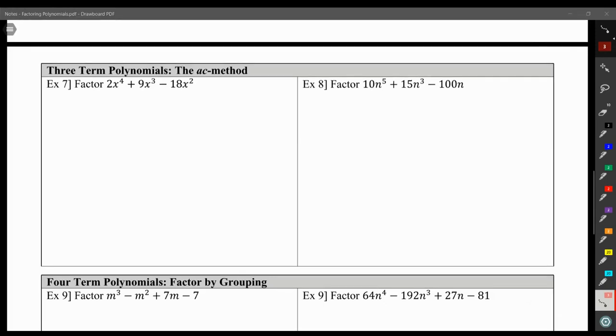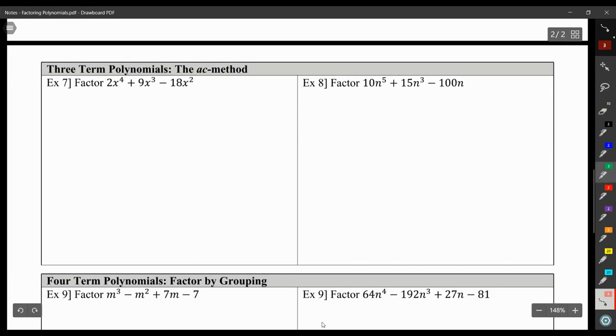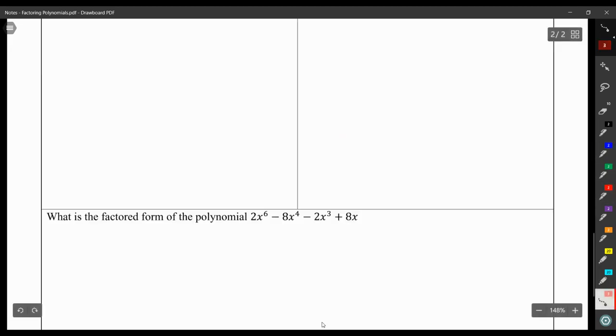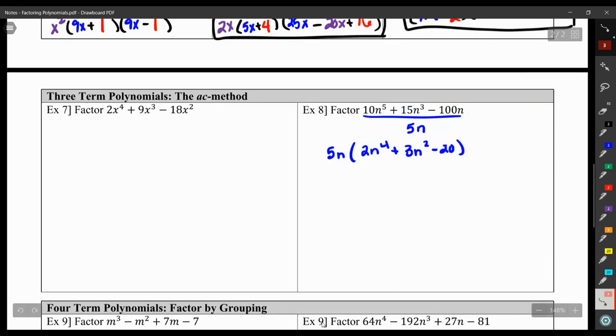So the first step on our flowchart is to find the greatest common factor. So the greatest common factor of 10n to the 5th, 15n to the 3rd, and negative 100n is 5n. I can divide all those numbers by 5, and I can divide them all by at least a single n. So we're going to have 5n to the side times 2n to the 4th plus 3n squared minus 20. Now when we look at our flowchart again, we count how many terms are left over here. And there are 3 terms left over.